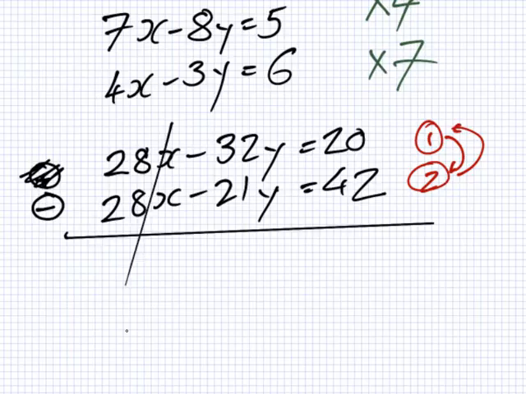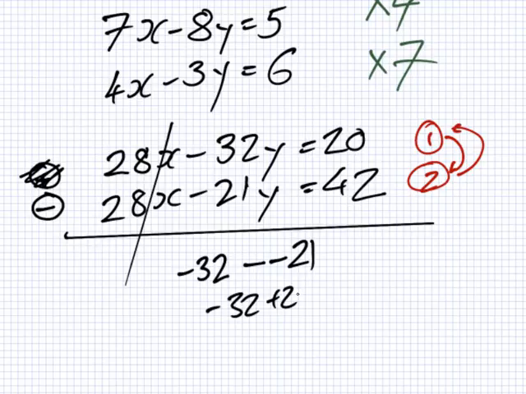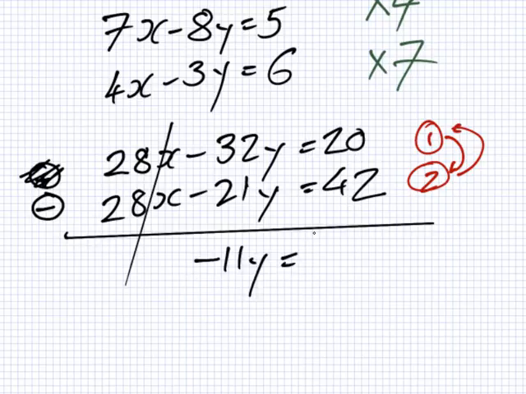So that's gone. Now be very, very careful here. This is minus 32 minus 21, so it's plus. So it's minus 32 plus 21. What's that? 11, isn't it? Minus 11. So minus 11y. And this is 20 minus 42, which is minus 22. So y has to equal 2.